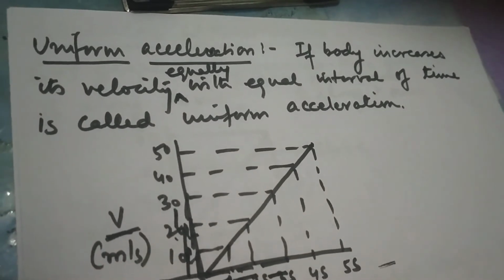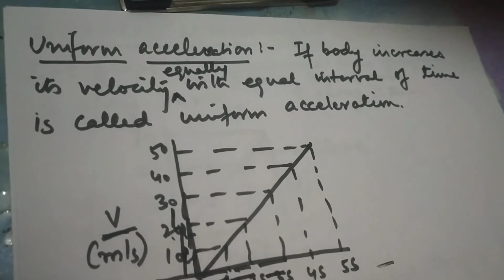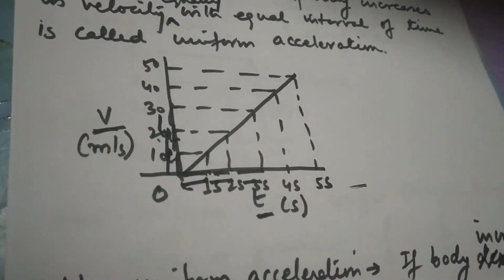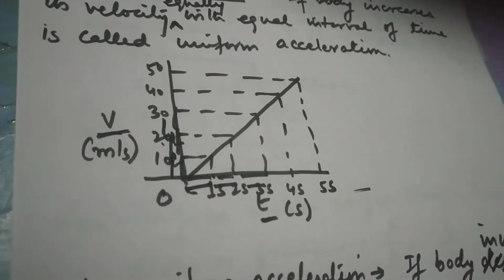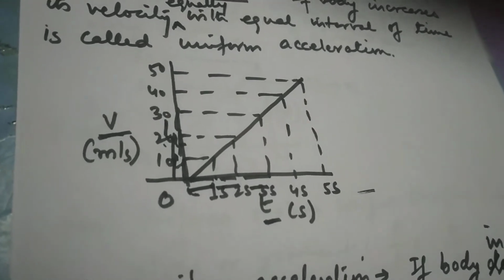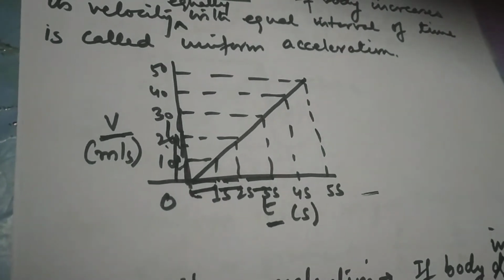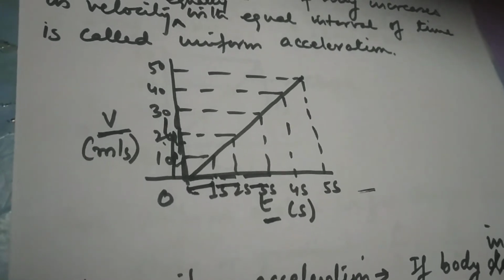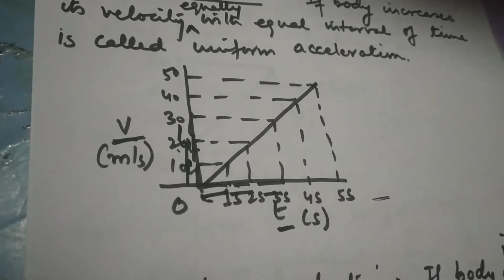If the body is increasing the velocity equally, for example, you are on a highway and we are increasing our velocity equally with equal interval of time. Let us take an example that we are increasing our speed from 0 to 10 meter per second in the first second. In the next second we are increasing to 20 in 1 second. Again we are increasing to 30 in 1 second. It means every 1 second we are increasing the speed by 10 meter per second. Initially we have done 10, next 10 to 20 means 10, 20 to 30 means again 10.